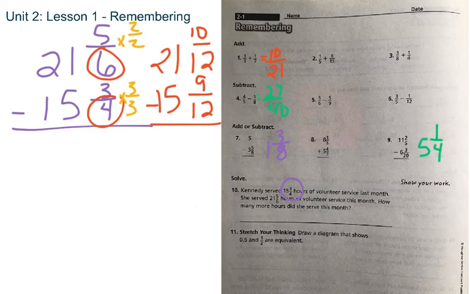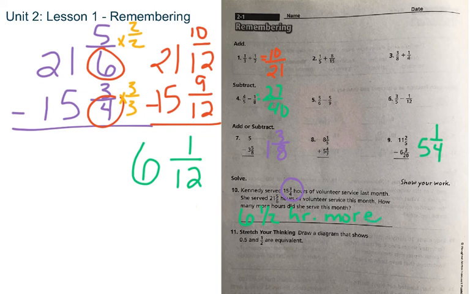Numerators, 10 minus 9 is equal to 1. Our denominator stays the same. And 21 minus 15 is equal to 6. So 6 1/2 hours more would be your answer for number 10. 6 1/2 hours more.